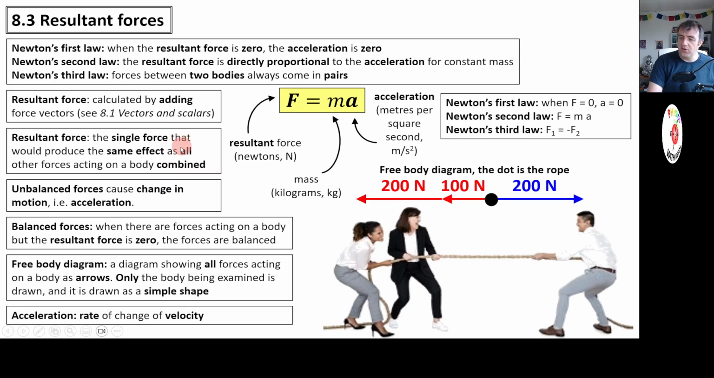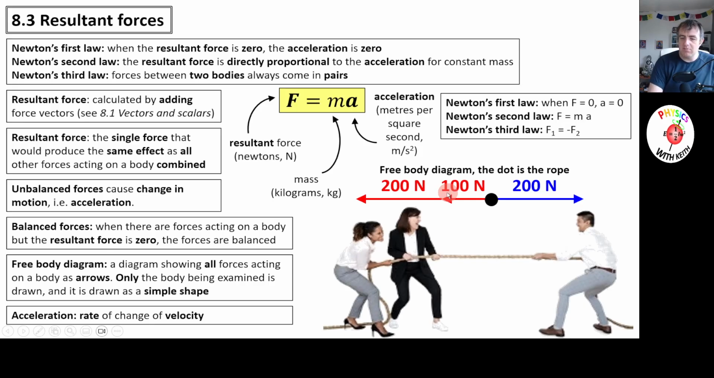So if our forces acting on a body are unbalanced, like in this picture here, here is a free body diagram. This picture above is a free body diagram for the picture below. The picture below is not a free body diagram. So the rope is the dot. And we've got two people pulling on the rope, one with 200 newtons and one with 100 newtons on the left, and one person pulling on the rope on the right with 200 newtons. And what do we find? Well, 200 plus 100, that is 300 newtons to the left, 200 newtons to the right. So the forces are unbalanced.